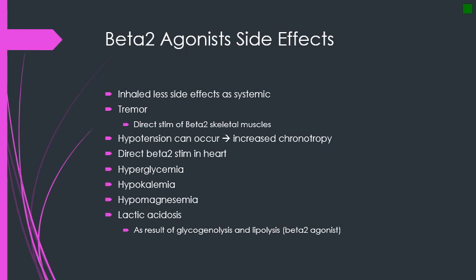They can produce hyperglycemia, hypokalemia, hypomagnesemia. These patients may experience lactic acidosis because of the lysis of the glucose and the fat and the adipose in the liver. So you see that with those beta 2 agonists, as we've discussed previously. Now, keeping in mind that the inhaled is much less as compared to the systemic administration, but still, with repeated doses, especially when you're giving multiple repeated doses, you can see these effects.